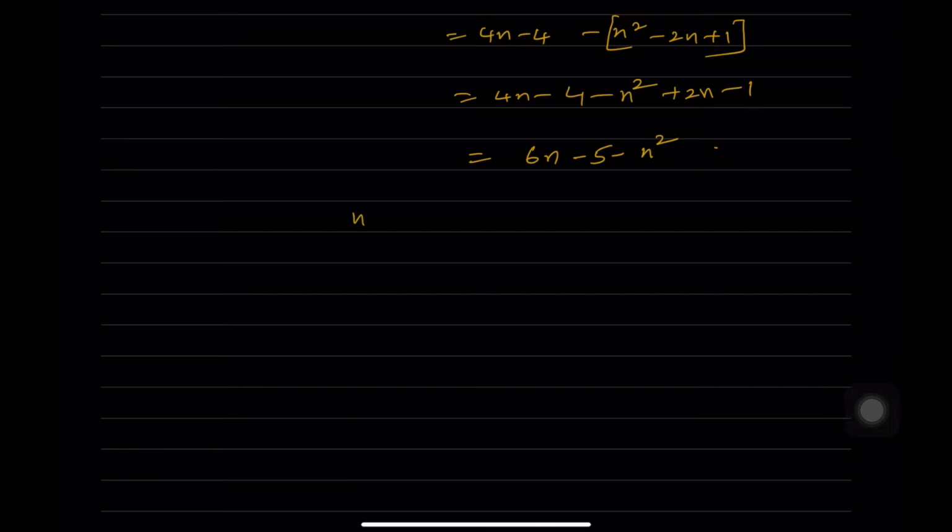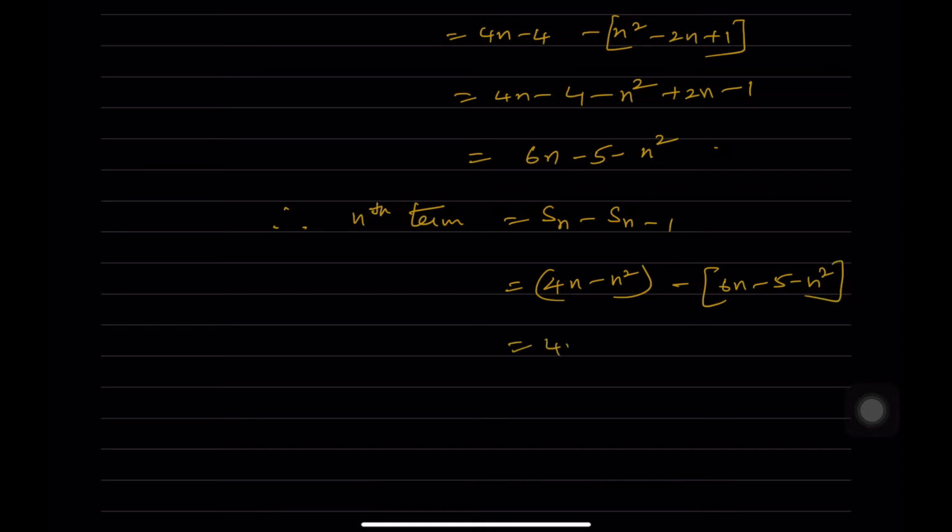So now nth term is therefore equal to Sn minus Sn minus 1. Now Sn is nothing but 4n minus n square minus of 6n minus 5 minus n square. So it is equal to 4n minus n square minus 6n plus 5 plus n square. So plus n square will get cancelled, which is equal to minus 6n plus 4n is equal to minus 2n plus 5, or it is equal to 5 minus 2n. So an, the nth term, is 5 minus 2n.